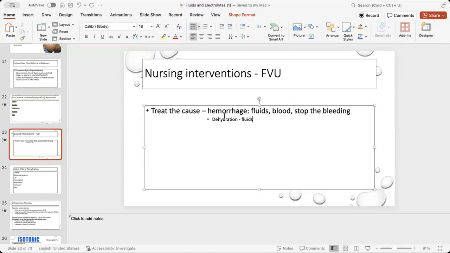Fluids. How? What route? IV or oral. I could start with oral, right? If I can tolerate it, we want to start with the least invasive, so let's do oral intake. I could do water, but what else could I do? Pedialyte. What is Pedialyte? It's got some electrolytes, so I get a little of the electrolytes that I've also lost. Okay, so I could do oral fluids, I could do IV fluids.